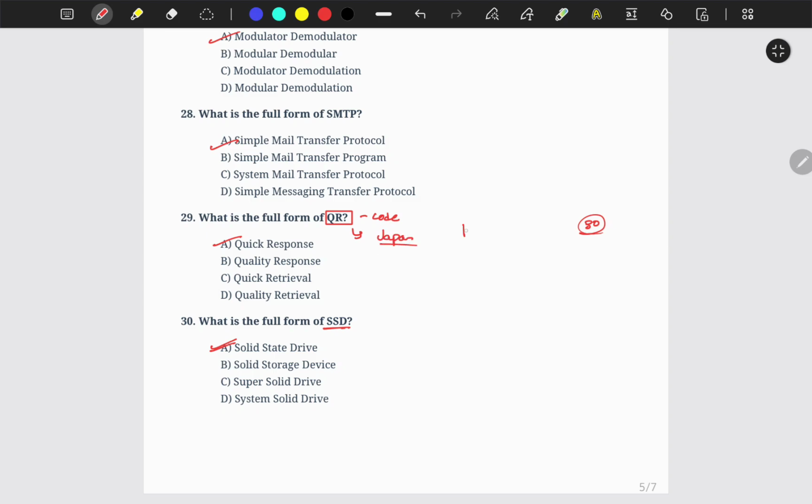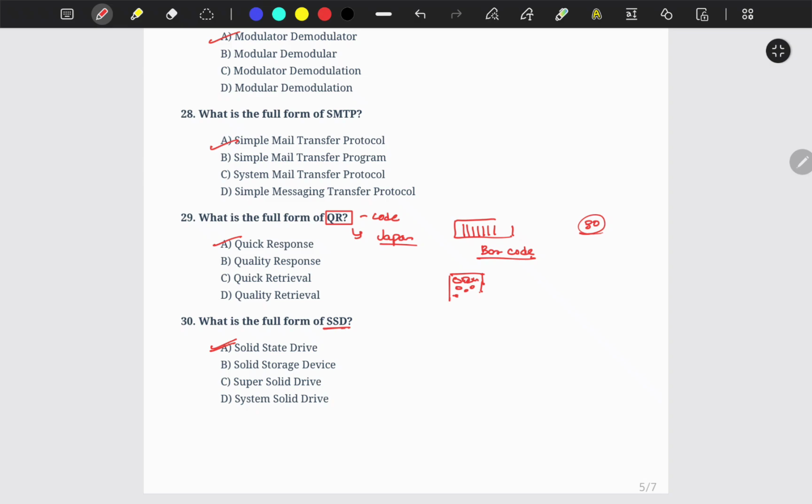Earlier days we used to have barcode, something like this. So why did we start using QR code? One of the advantages of QR code over barcode is that, this is a barcode. If in a barcode a certain section is damaged, it becomes unable to read. Whereas in QR code, even if some section is damaged, it is still readable. So that is the advantage of QR code over barcode.